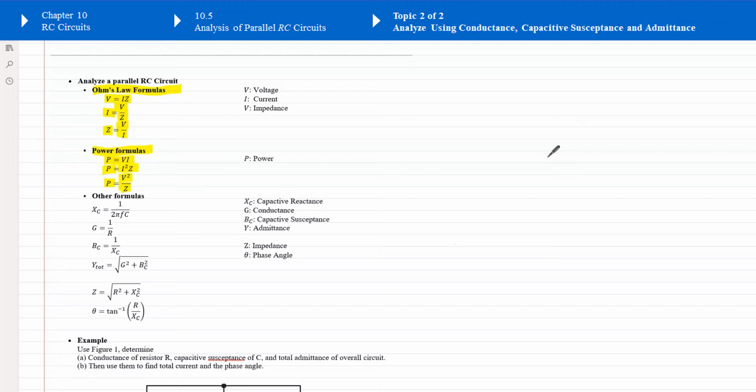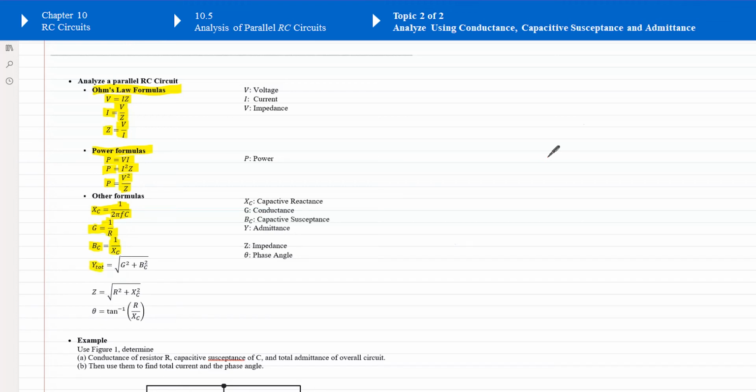Here we have other formulas that we might need to use to solve the RC parallel circuits. The first one is the capacitive reactance formula. Xc equals 1 over 2 pi frequency times the capacitance. And then G equals 1 over R. G is the conductance. It is defined as the reciprocal of resistance. Bc, that's the capacitive susceptance, equals the reciprocal of capacitive reactance.